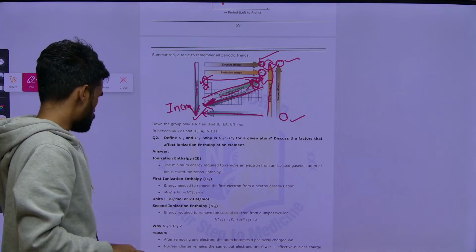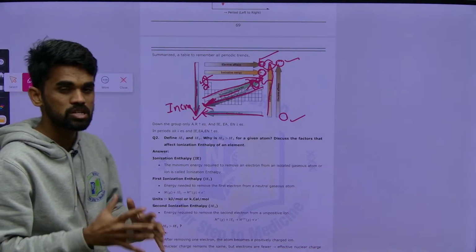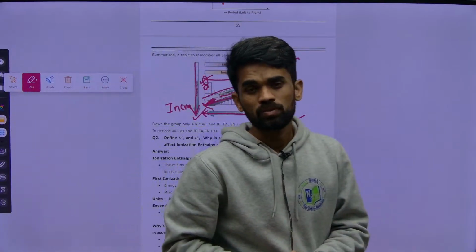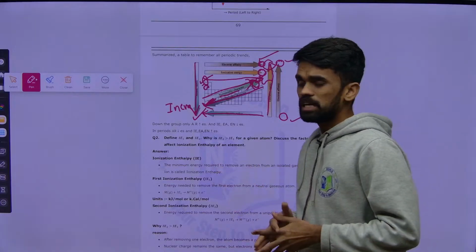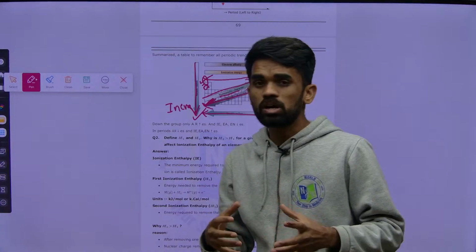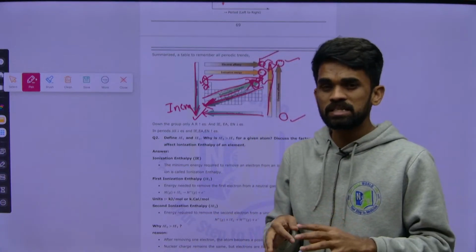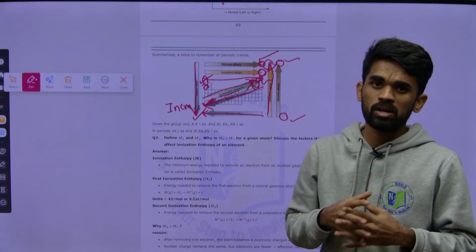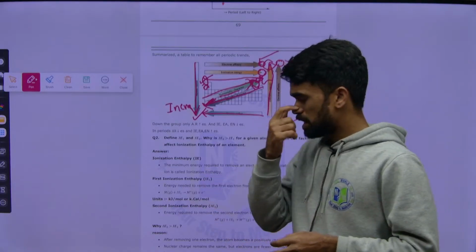So this is about the first question of your classification of elements. In the next class, we will be discussing how to define IE1 and IE2, the first ionization energy and second ionization energy, and how we can relate them, like which is greater and which is smaller. All these things will be discussed in the next class.